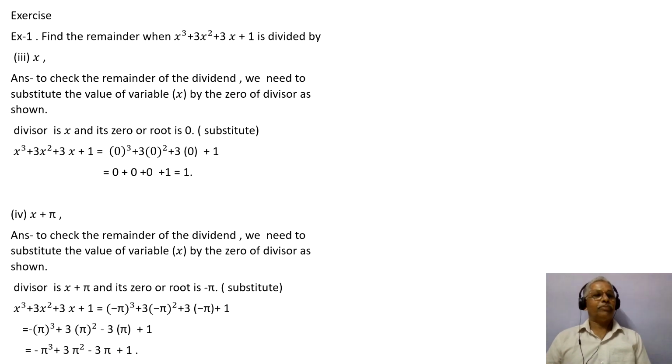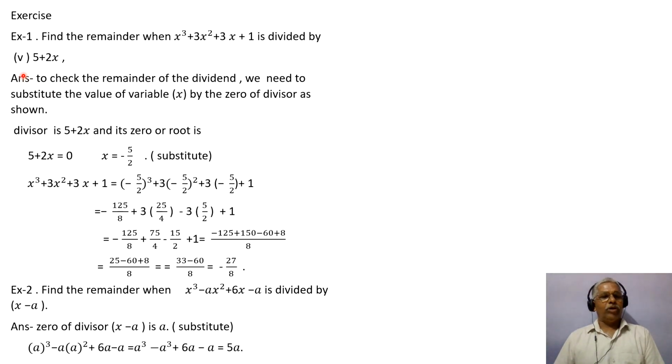Very simple. And now the last one, the divisor is 5 plus 2x. Answer: to check the remainder of the dividend, we need to substitute the value of variable x here by the zero of the divisor. This is the divisor, so I am calculating the zero of this. So 5 plus 2x equal to 0. So 5 goes here with a minus sign and 2 goes down. So x equal to minus 5 upon 2. Remember the sign.